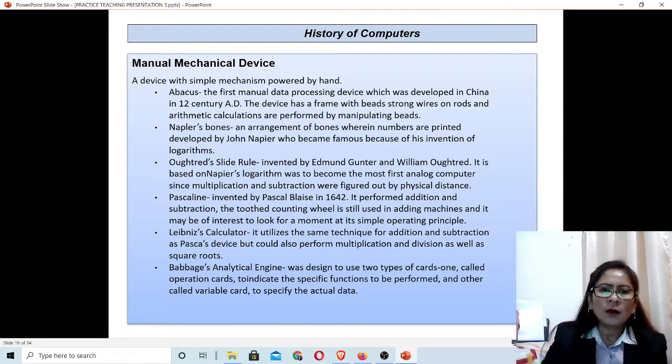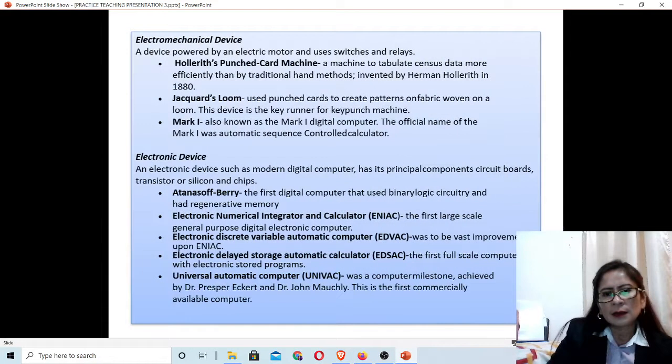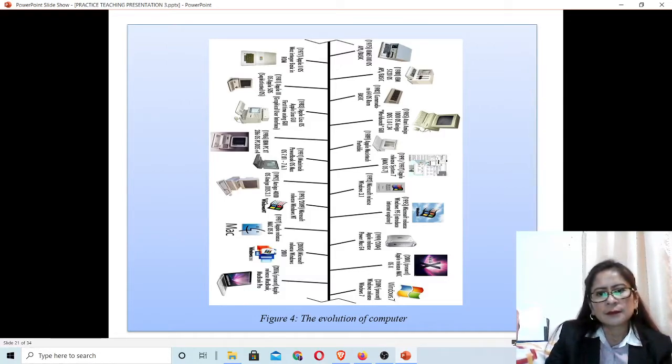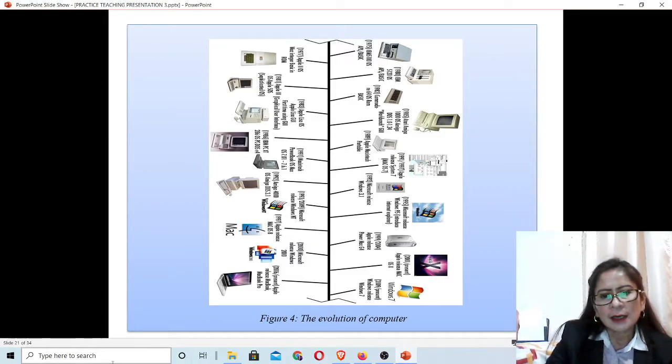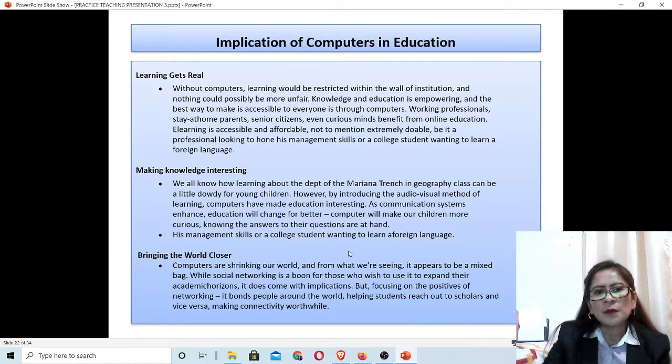This is all about the history of computers. Next, figure 4 is the evolution of computer. This is all about the history of the computers. And next, implications of computers in education.